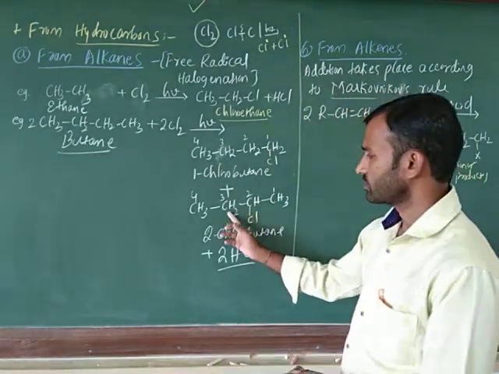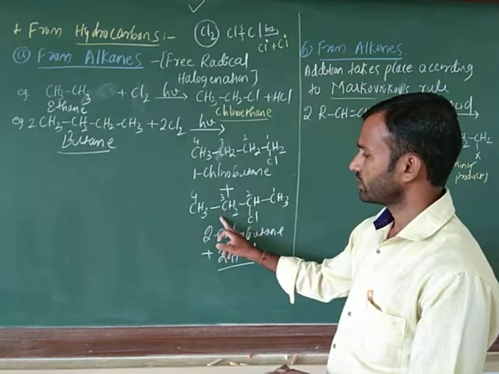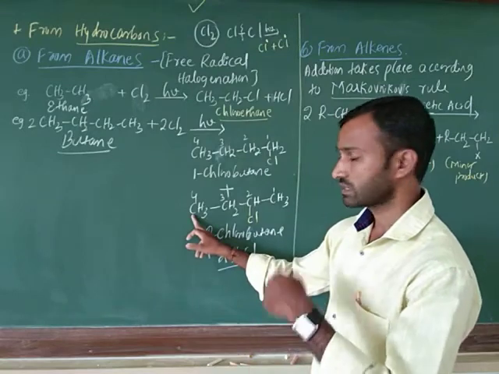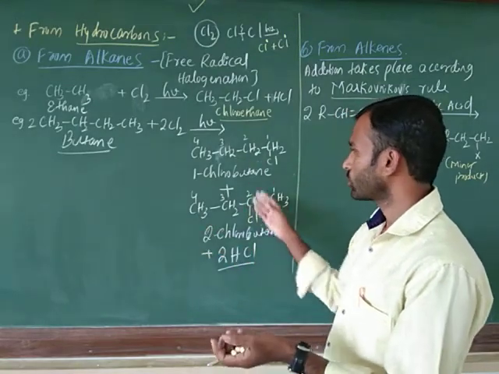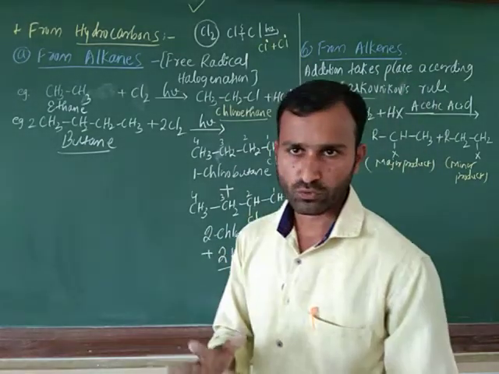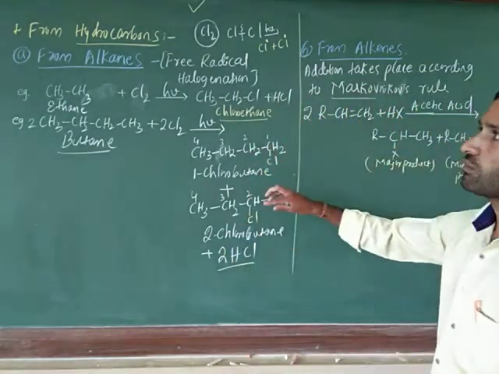The next product is possible. If you write chlorine here, that indicates 2-chlorine. If you write chlorine here, that indicates what? 1-chlorine. Both the products are going to be the same. That is why in this case only 2 products are possible. Okay, this is what we get from alkanes.